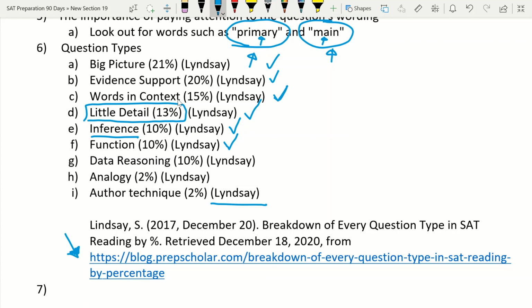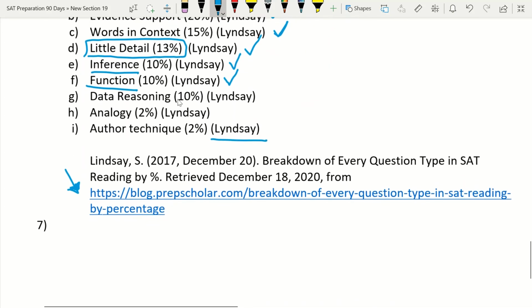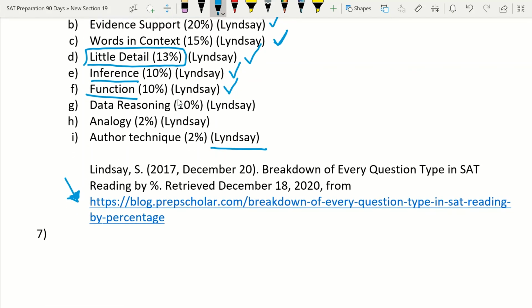Now, sometimes a function question will direct you to a certain point and ask you the function of including it within one paragraph. What does it add to that single paragraph? In that case, you would have to think about the single paragraph. But generally, you're going to want to think, what is the function of this in relation to the big picture of the passage? Next up, data reasoning.